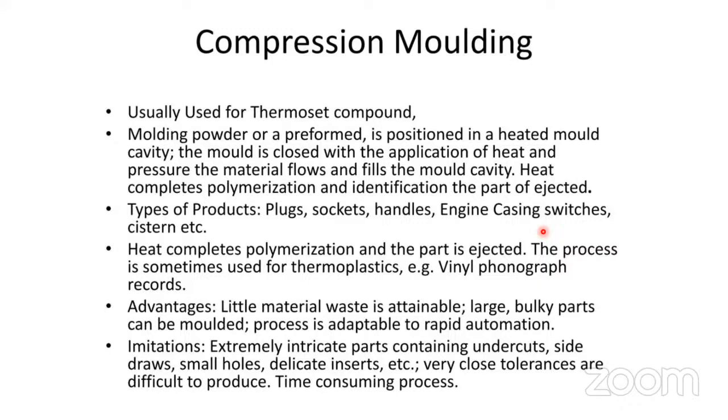Now, what are the limitations of this compression molding process? Extremely intricate parts containing undercuts are not possible. Complex articles you cannot manufacture on this process machine. Side draws, small holes, delicate inserts are not possible. Very close tolerance types of articles are difficult to produce. And it is also time consuming because, if you see, I will go through all these steps here, friend, it takes a lot of time. Curing time is higher in this case, hardening time.